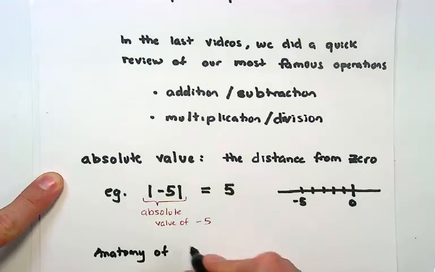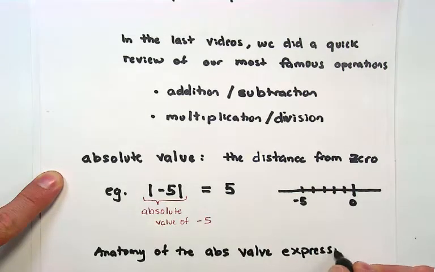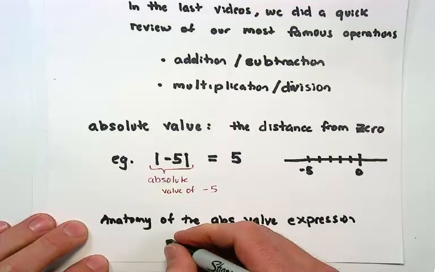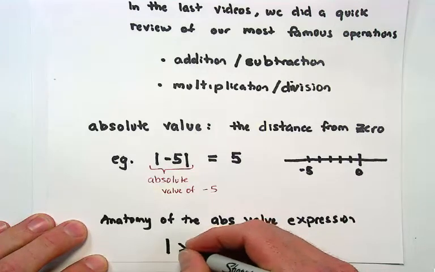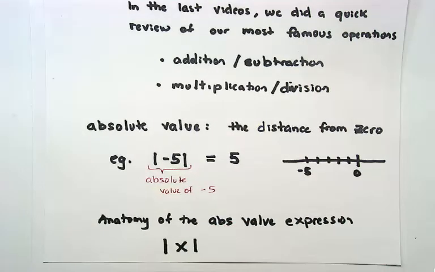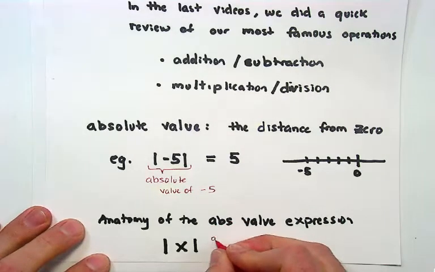I want to call out the anatomy of the absolute value expression. So if I look at what we're going to say, the absolute value of x, these are going to be called the absolute value bars.